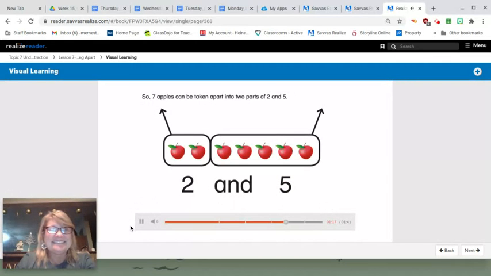You could have the 2 parts 1 and 6. You could also have the 2 parts 2 and 5. Nice work. So we can take apart 7. How else could you take apart the 7 apples into 2 separate groups?